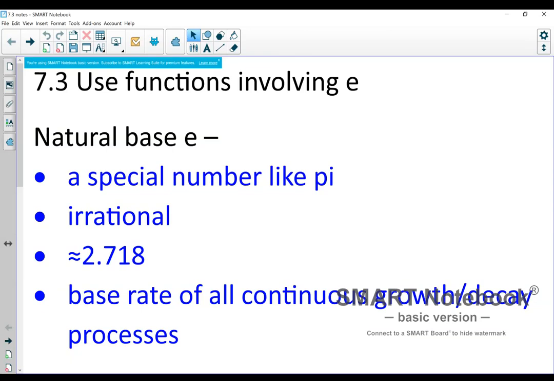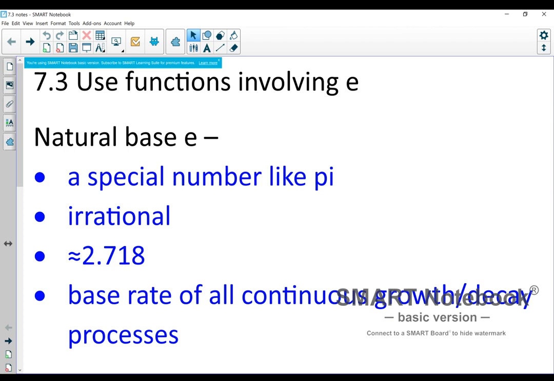Algebra 2 Note 7.3, using functions involving e. So there is a number e, and we're going to be using it as the base today for our functions. So base, remember, that's going to be the part that gets the exponent. And because we're working with exponential functions, that exponent will be an x. That's going to be our variable part.